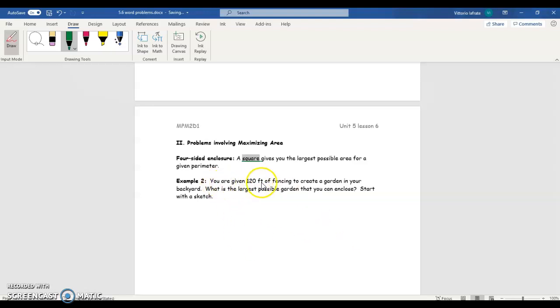You're given 120 feet of fencing to create a garden in your backyard. What is the largest possible garden that you can enclose? Start with a sketch. We always want to start with a sketch, and our problem involves a four-sided enclosure, so this will be our enclosure here. Now we have 120 feet of fencing, so our perimeter is going to be 120.